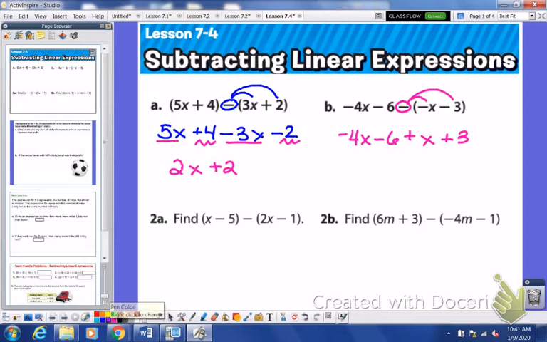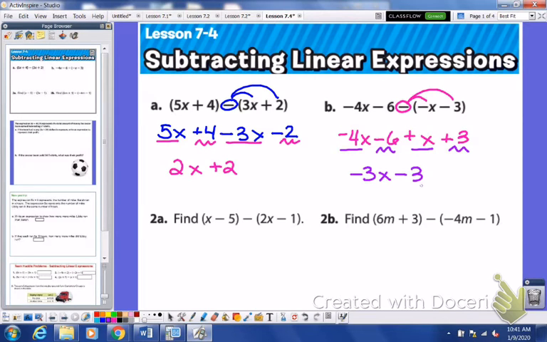Looking for our like terms, I have a negative 4x, a positive x, a negative 6, plus 3. So negative 4x plus x leaves us with negative 3x. Negative 6 plus 3 is negative 3, so negative 3x minus 3. I promise they're not always going to be the same numbers here. All right, a couple more examples like this.